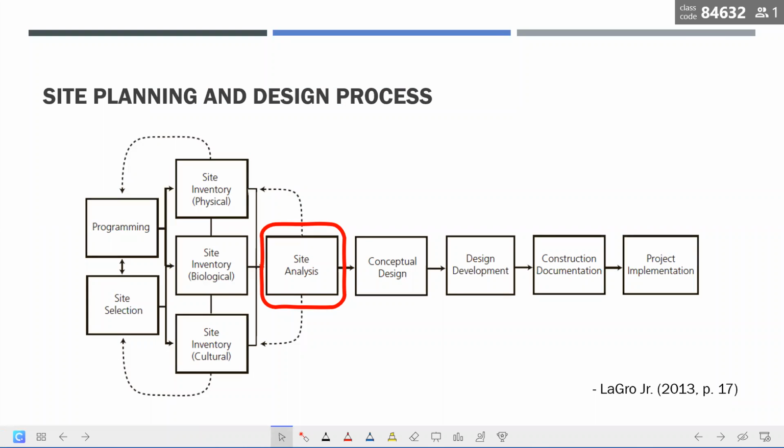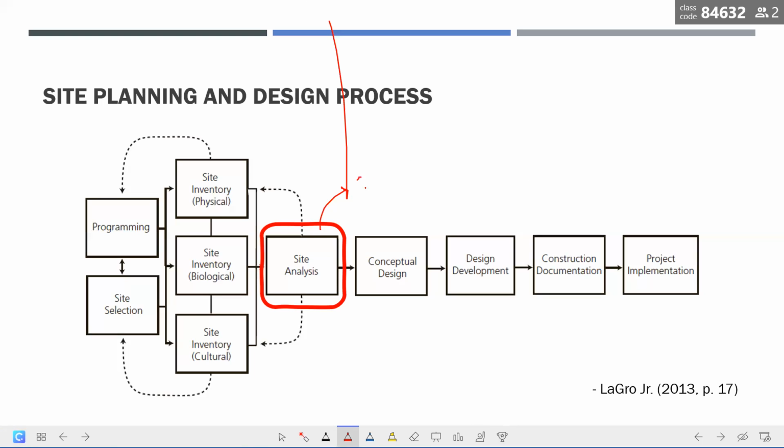Now we are still in the site analysis portion, but this time we will go deeper. This time we will go and explore one particular aspect of site analysis, which is grading.